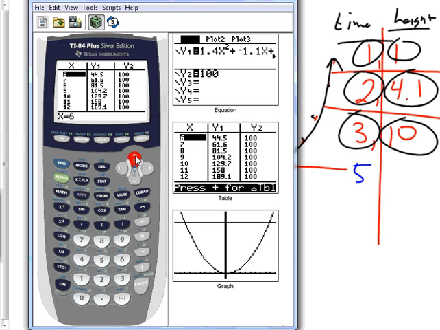How many of you feel comfy with the graph and calculator part of it? The quadratic regression. All right. If you don't, we have a practice problem tonight. You can practice it. I'll give you one more tomorrow that you can practice with.